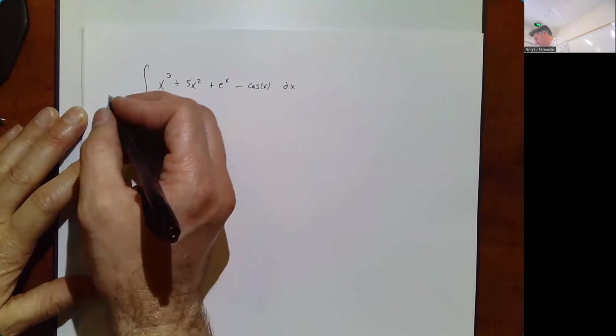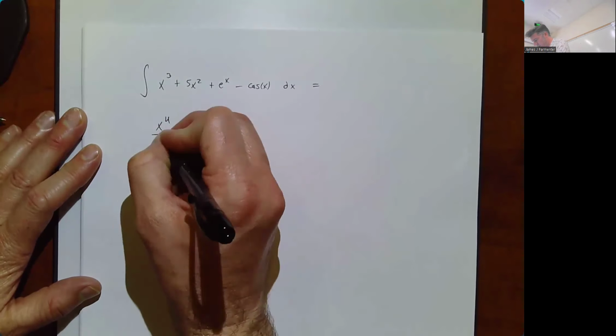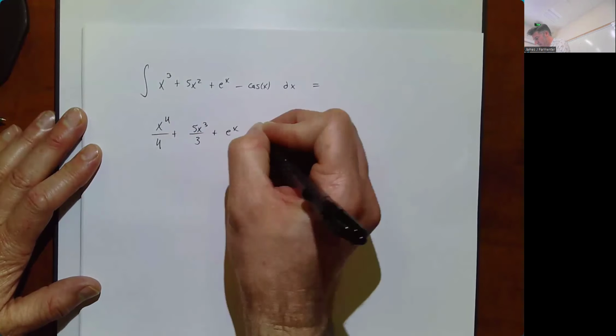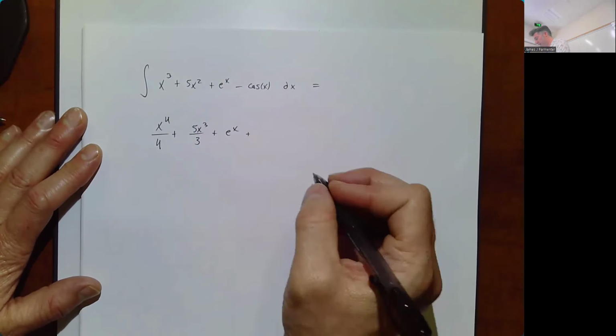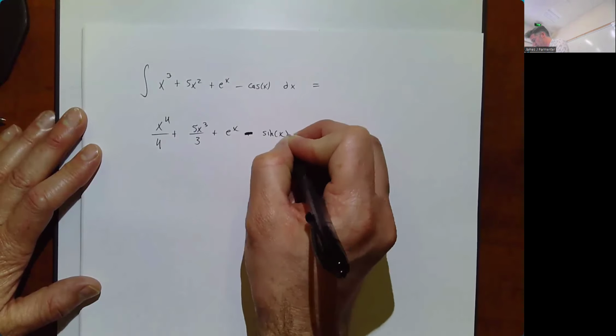And since I've written the question, we might as well find the antiderivative here. It's going to be x to the 4th over 4 plus 5x cubed over 3 plus e to the x, sorry, not plus, minus sine of x.